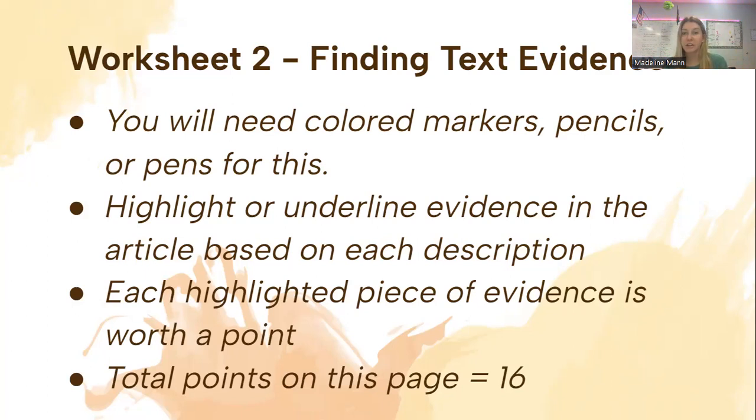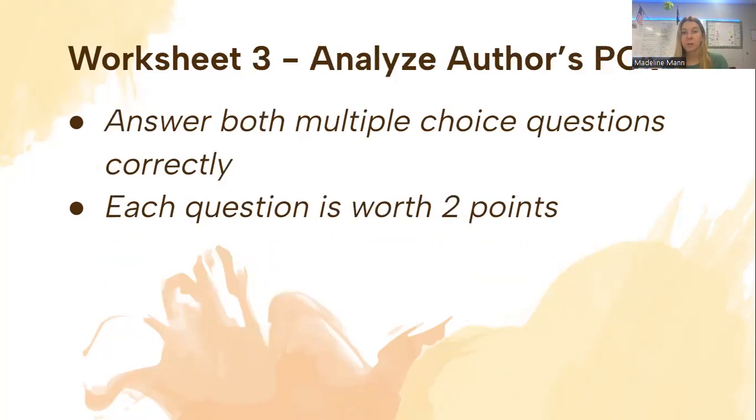Highlight or underline evidence in the article based on each of the following descriptions. Each highlighted piece of evidence is worth 1 point, for a total of 16 points on this worksheet. Worksheet number 3, analyzing the author's point of view.